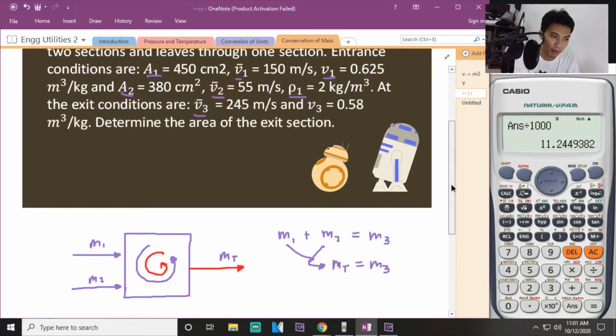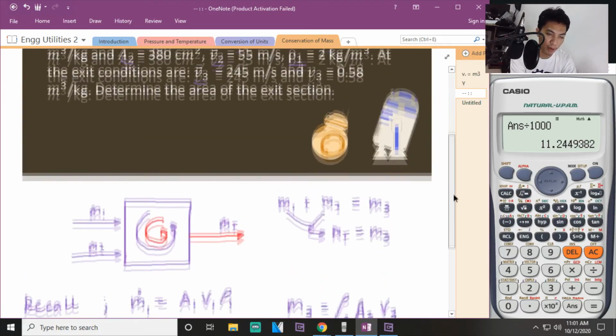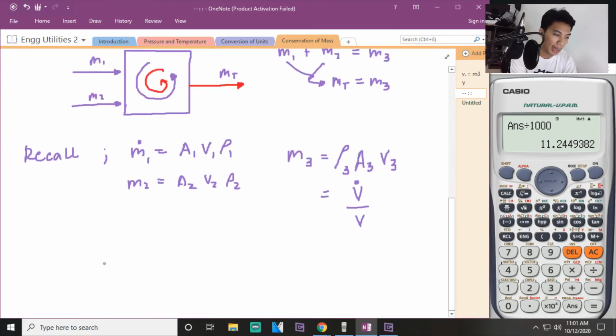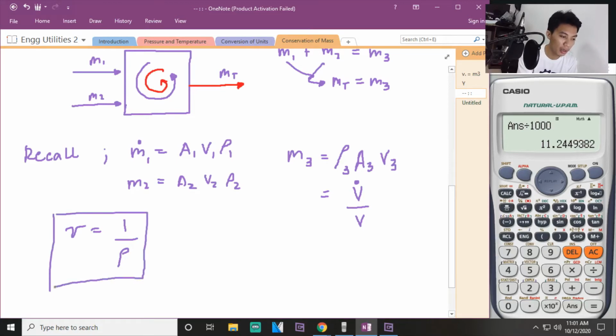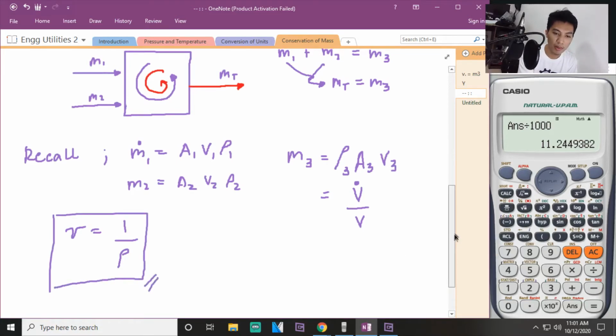Pero pwede rin tong by equation, that is yung volume flow rate over V. Binigay bang volume flow rate dyan? Wala. So, specific volume lang. And recall that ang specific volume mo daw is kabaliktaran ng iyong density. Yun. So, ito yung mga formula na kailangan mong tandaan. Okay? Now, isolve muna natin yung first mass.